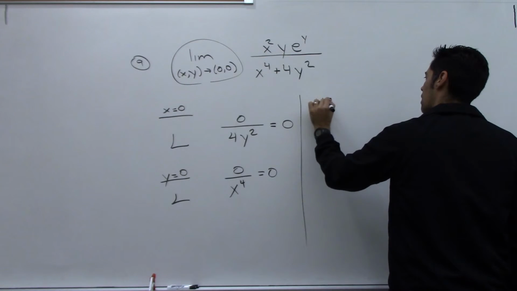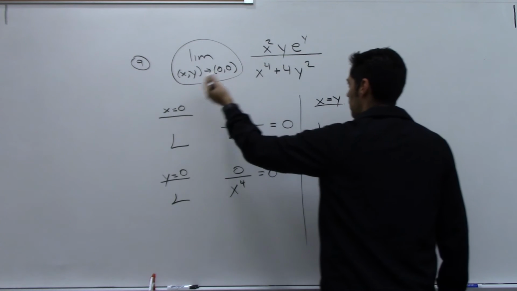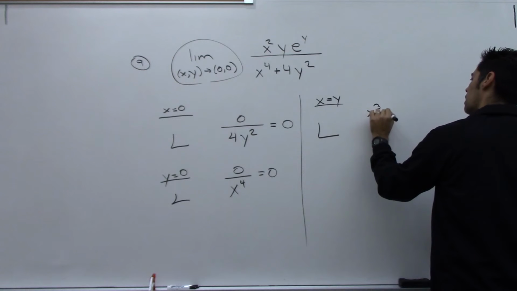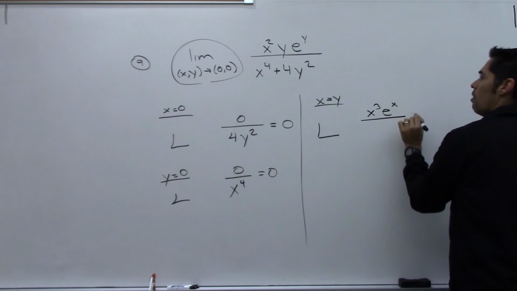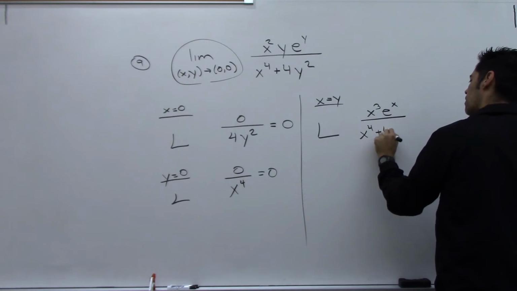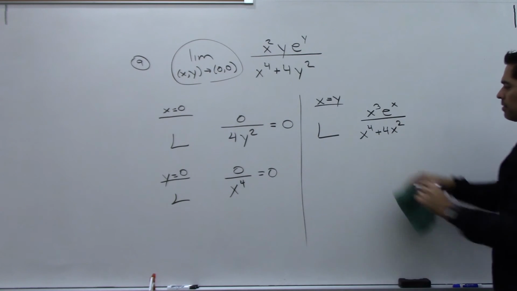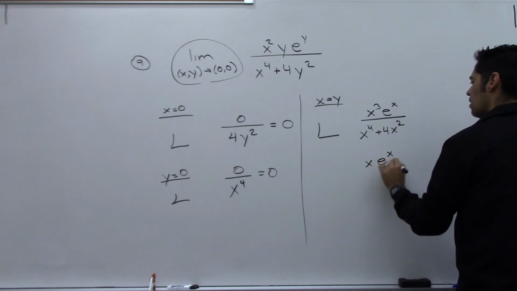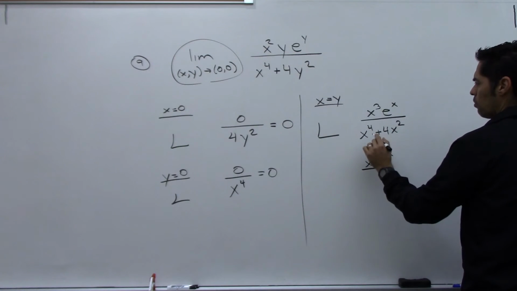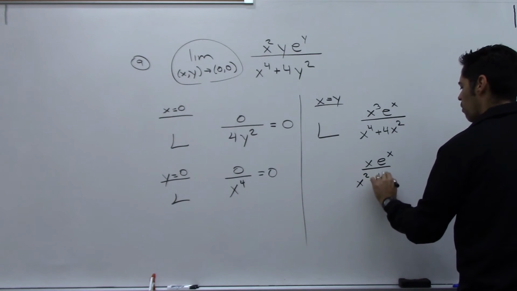Let's let y equal x. So I do that limit. Now x goes to 0, 0. All my y's are going to be replaced with x's. So x cubed e to the x over, this is going to become x to the 4th plus 4x squared. I can factor out an x squared and cancel, so I'll get x e to the x over, let's see, I factored out an x squared, right? So I get x squared plus 4, like that.